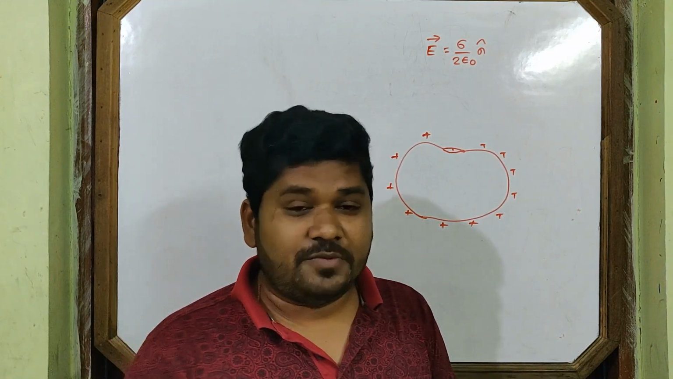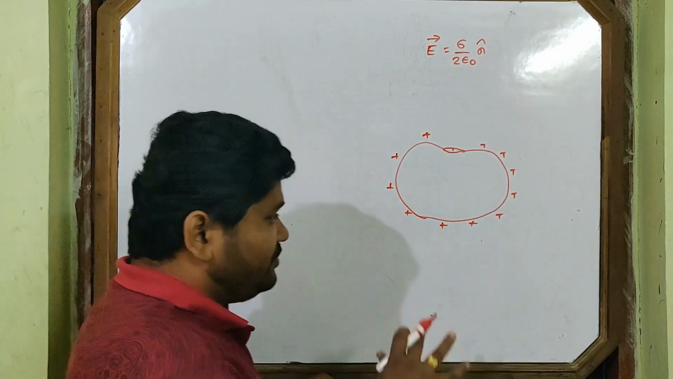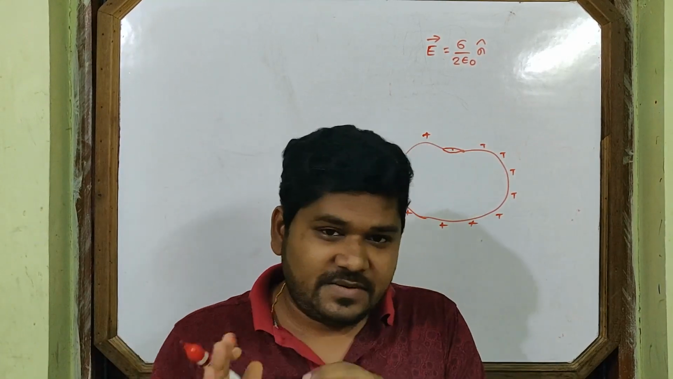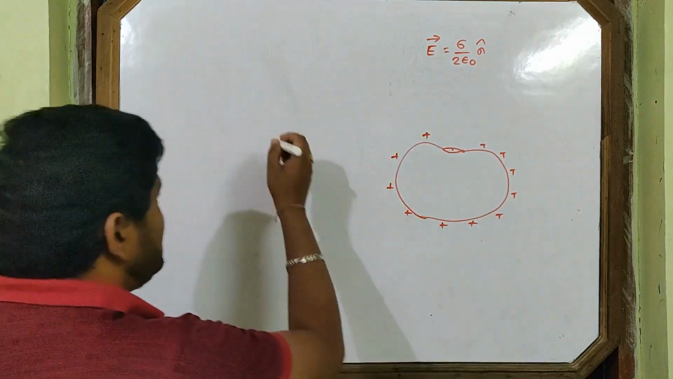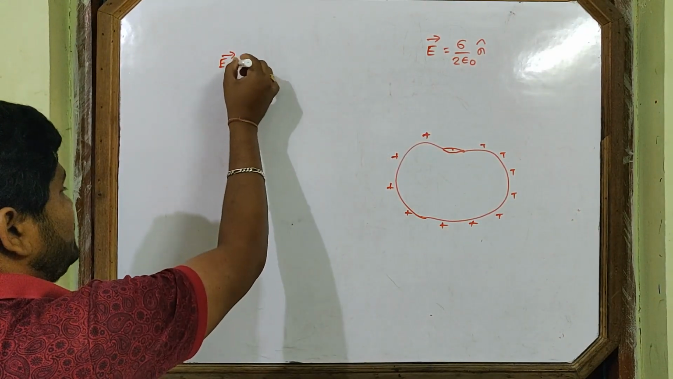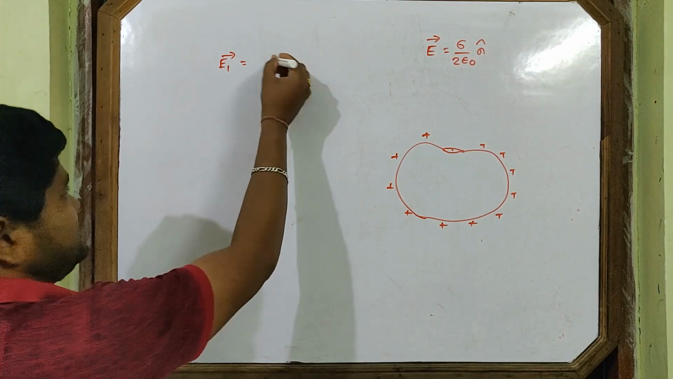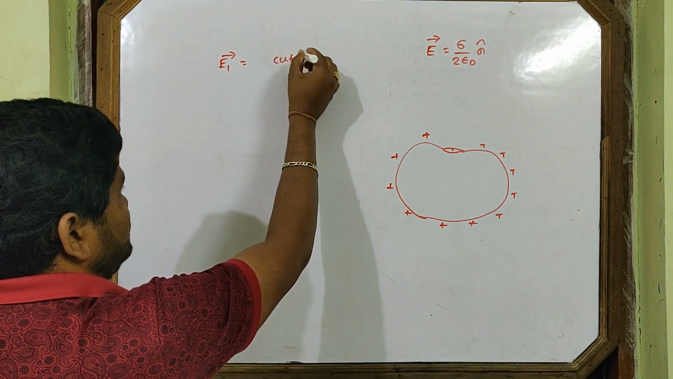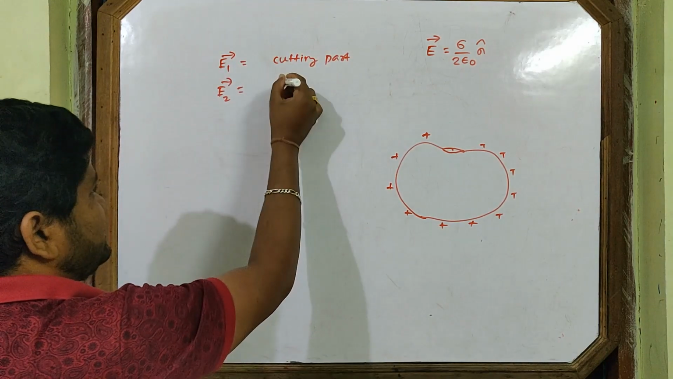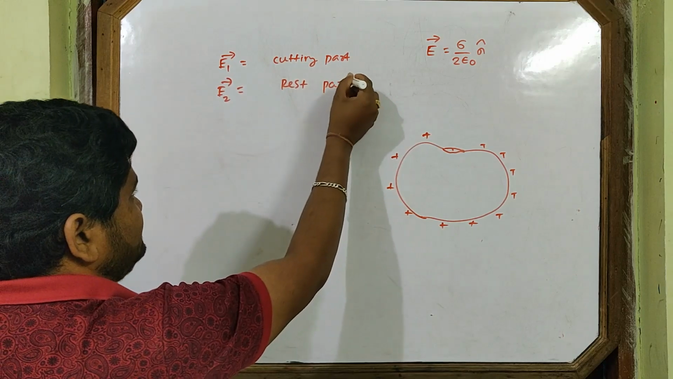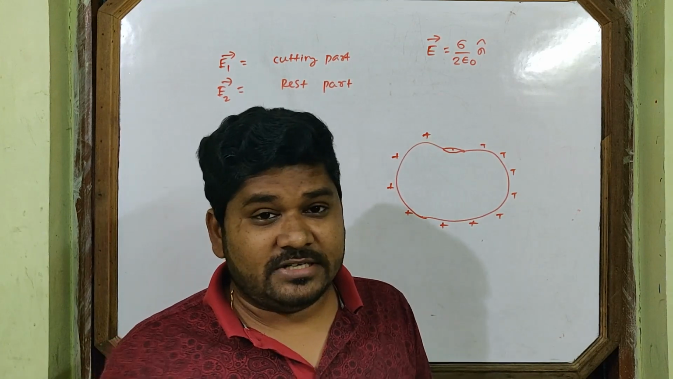Now you think, suppose that part is not cut from the conductor. You just think now, you divide this conductor into two parts. One is the rest part, one is the cutting part. Now let's write, let E1 vector be the electric field due to the cutting part, and E2 vector be the electric field due to the rest part.